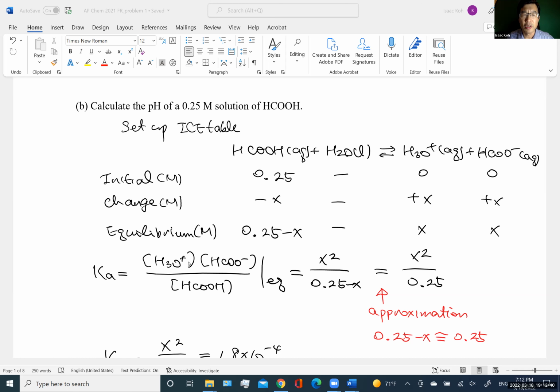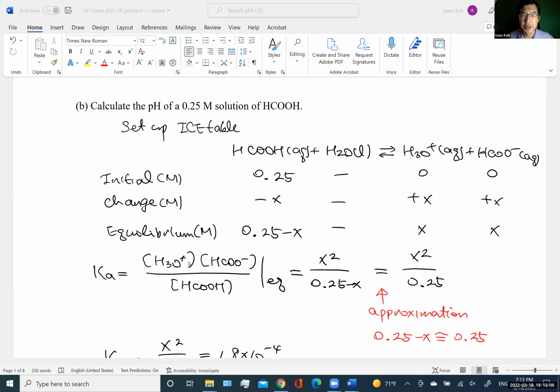So at equilibrium, the initial 0.25 will be decreasing by X. So 0.25 minus X will be remaining, and the products will be X and X molarity. Now let's plug the equilibrium values into the expression of Ka. Then it is X times X, X squared, divided by 0.25 minus X. And here we are given the value of Ka.